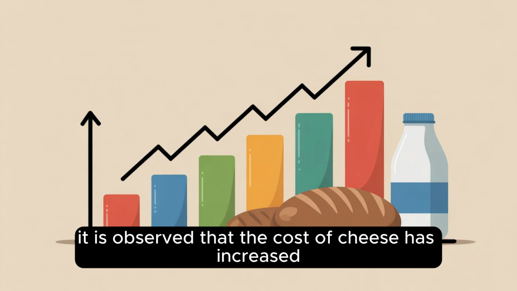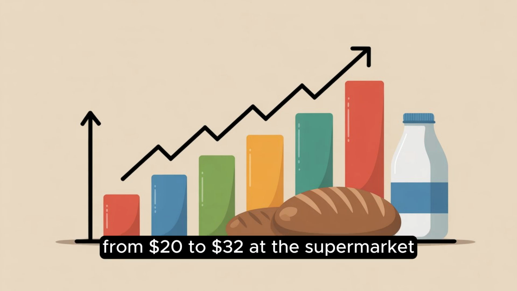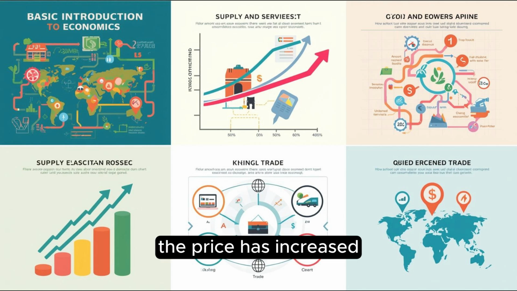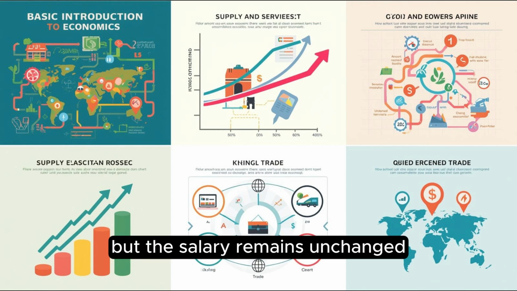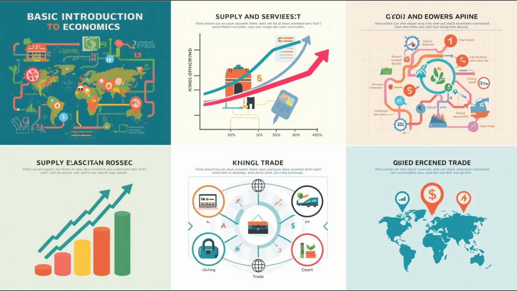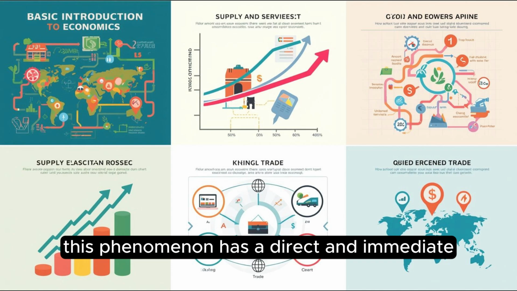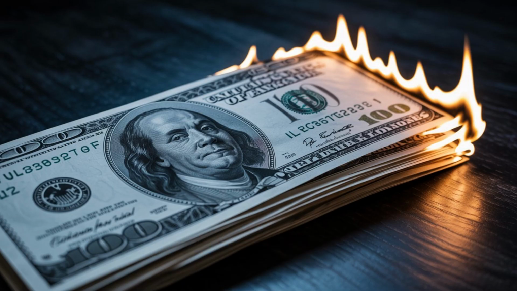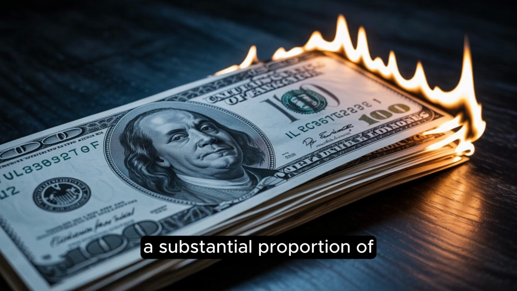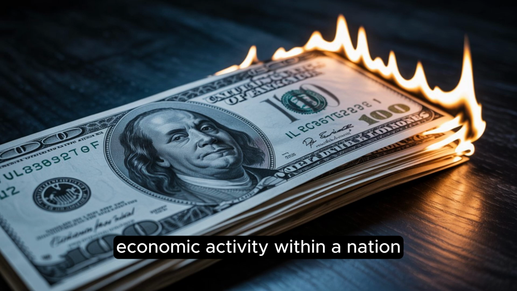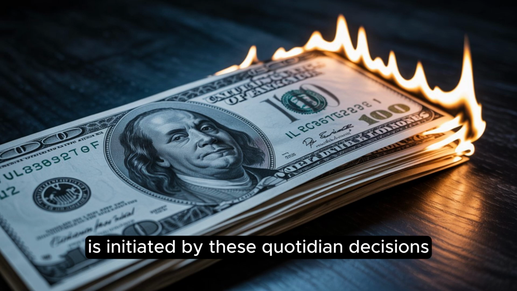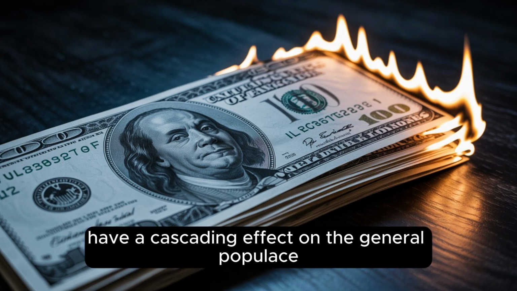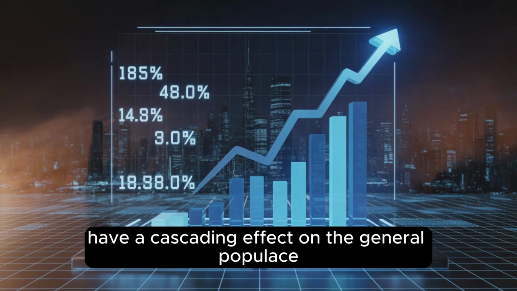Another elementary illustration is provided by the following example. It is observed that the cost of cheese has increased from $20 to $32 at the supermarket. The price has increased, but the salary remains unchanged. This phenomenon has a direct and immediate impact on the individual. A substantial proportion of economic activity within a nation is initiated by these quotidian decisions, which ultimately have a cascading effect on the general populace.